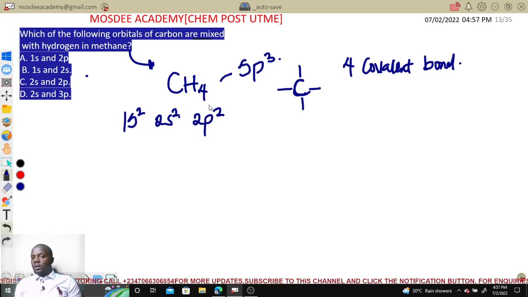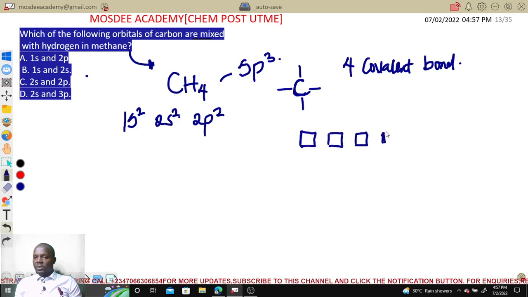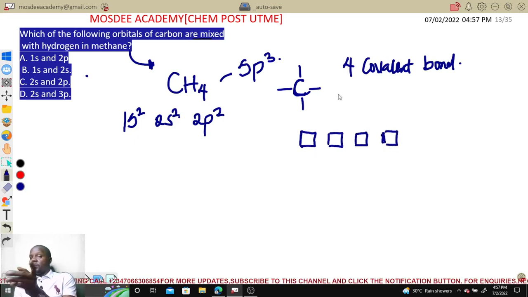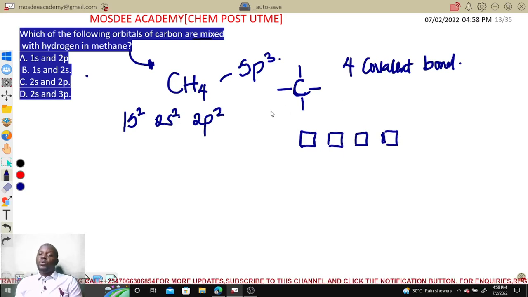If we move the single electron, we separate it, so we have the first one, then the second one, then we move the other two here to have the third and fourth. That is how we come about the 4 equal covalent bonds by orbital hybridization. My point is, always keep it in mind that hydrogen is always in the 1s because it is number 1.